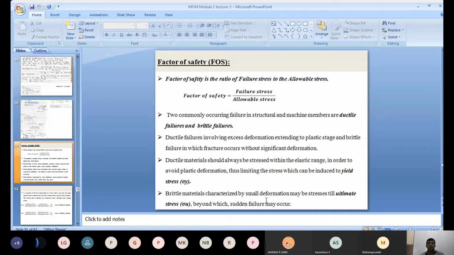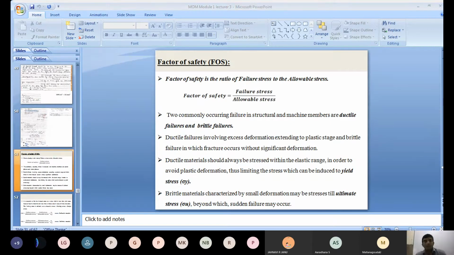Now one more very important topic, especially for aerospace engineering or mechanical engineering, the term called factor of safety. I think this slide is visible. Yes, sir. Yeah, thank you.